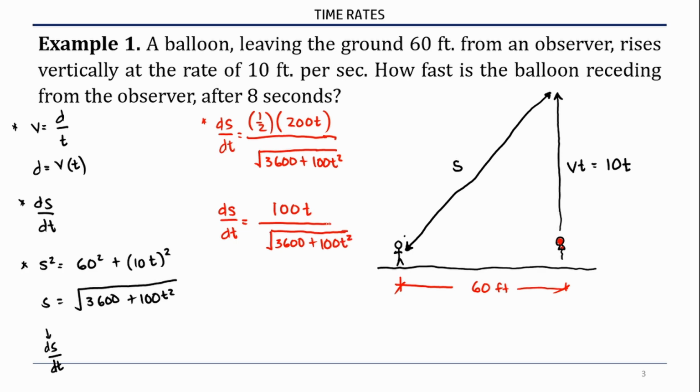And then, nakalagay sa problem, hahanapin natin itong ds over dt when t is equal to 8 seconds. So, evaluate natin siya after 8 seconds. So, yung time, substitute lang natin siya equivalent to 8. So, we get ds over dt now is equal to 100 times 8.